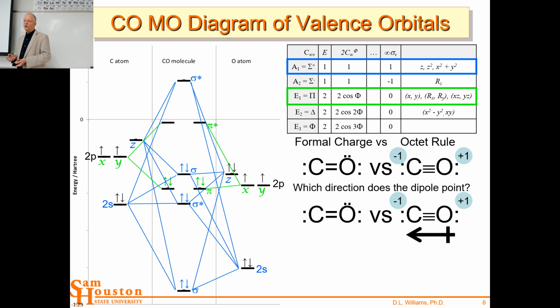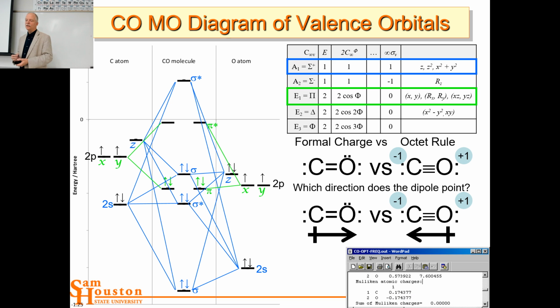So we have a dipole moment that goes from the oxygen towards the carbon in the octet rule case, and in the formal charge case, we have a dipole moment that goes from the carbon towards the oxygen. We can actually measure this. We can also see from Gaussian, what does it tell us? So we go into Gaussian and it tells us that the carbon is positive. So down here, the carbon is showing us that it's positive.